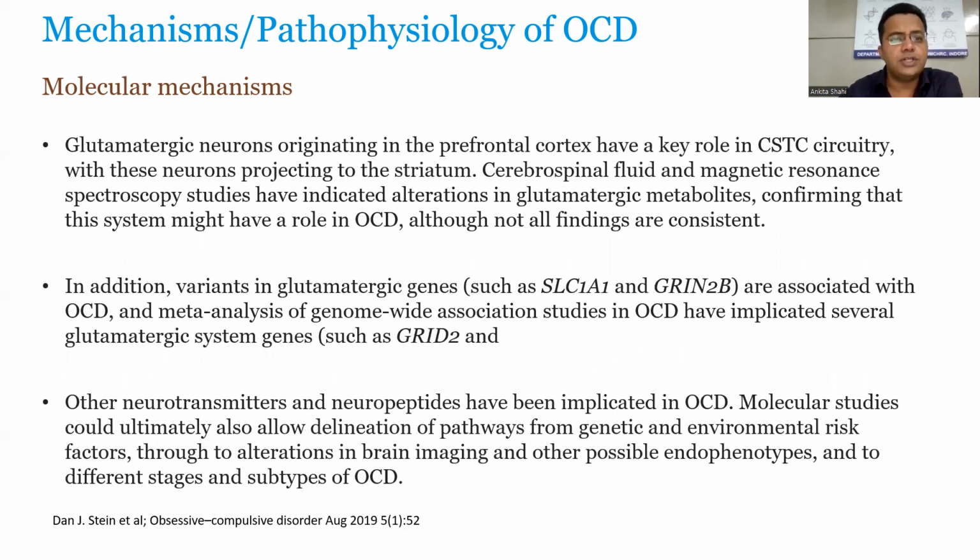Glutamatergic neurons originating in the prefrontal cortex have a key role in the CSTC circuit, with these neurons projecting to the striatum. Cerebrospinal fluid and magnetic resonance spectroscopy studies have indicated alterations in glutamatergic metabolites, confirming that this system might have a role in OCD, although not all findings are consistent.